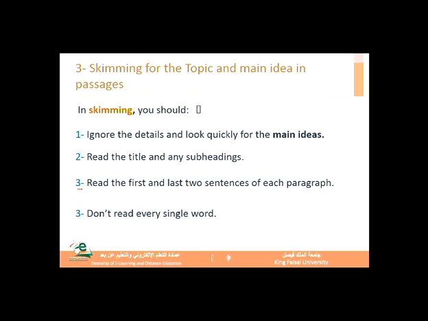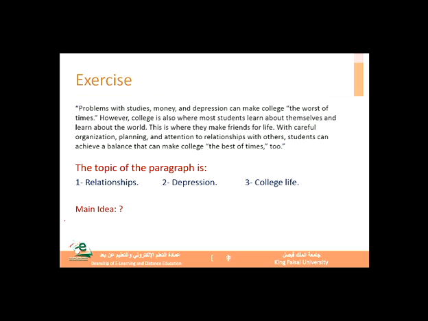Don't read word by word. Don't read every single word. This is just skimming. You are not reading yet. You are just skimming, trying to know what the reading selection is about. All right, so these are the rules, 1, 2, 3, and 4. And we have this exercise.